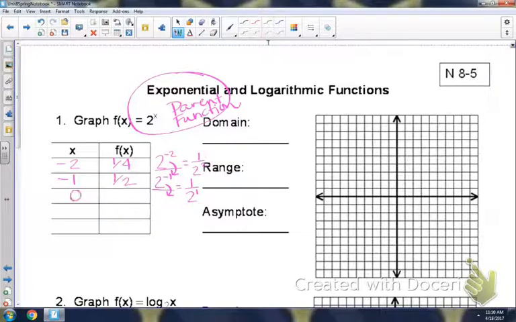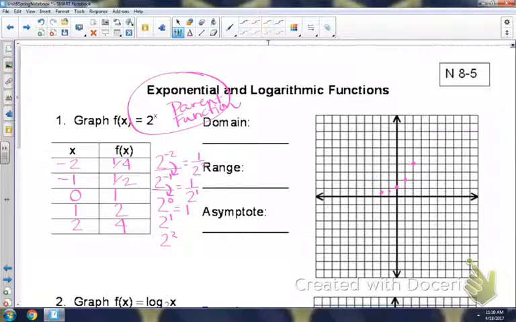If we plug in a 0, any base raised to the 0 power, remember, equals 1. That was one of our laws of exponents. If we plug in a 1, 2 to the first power, we get 2. We plug in a 2, 2 squared, we get 4. Okay, so those are the points that I'm going to be using for my parent function, f of x equals 2 to the x power. So -2, 1/4; -1, 1/2; 0, 1; 1, 2; and 2, 4.